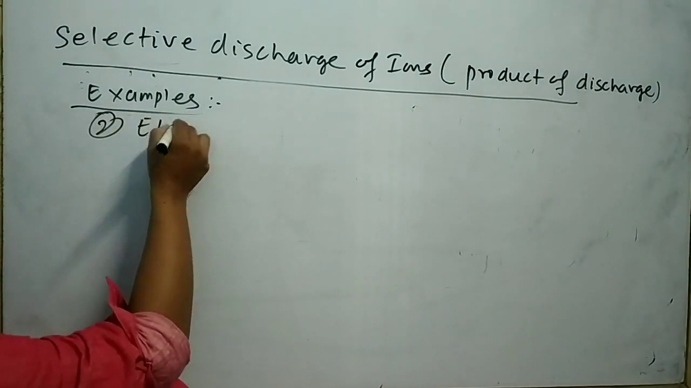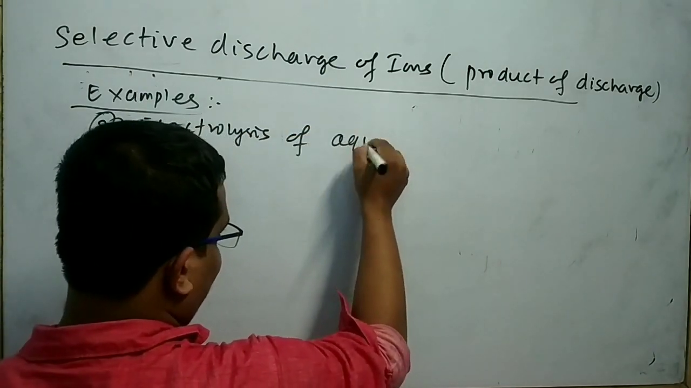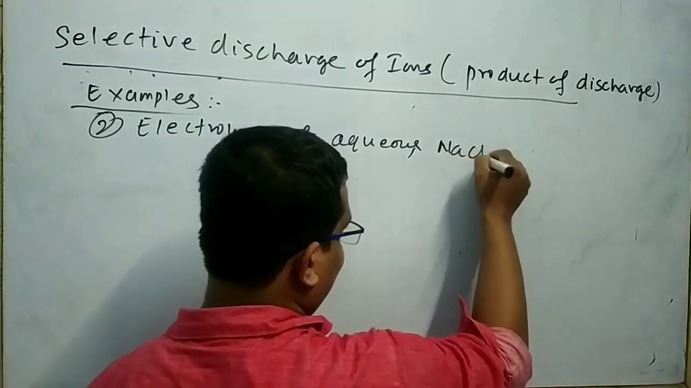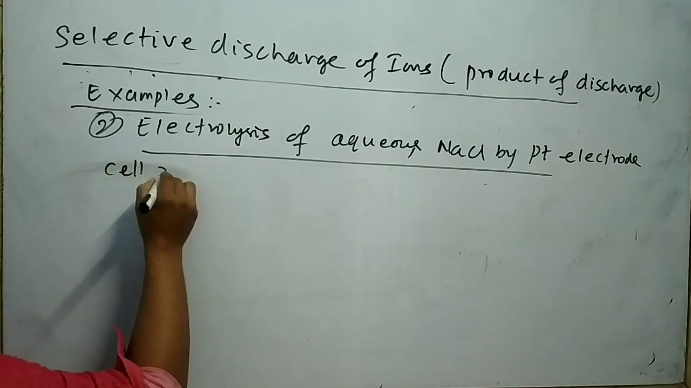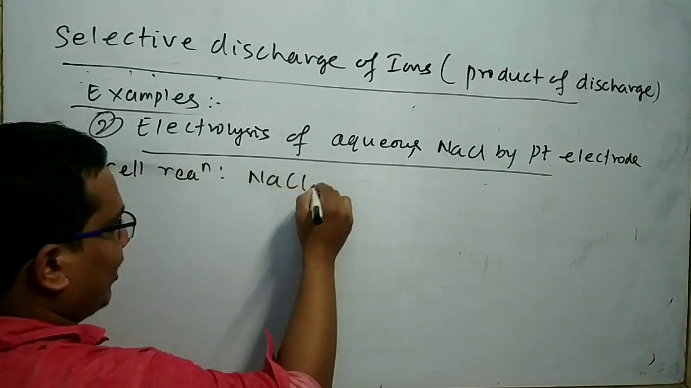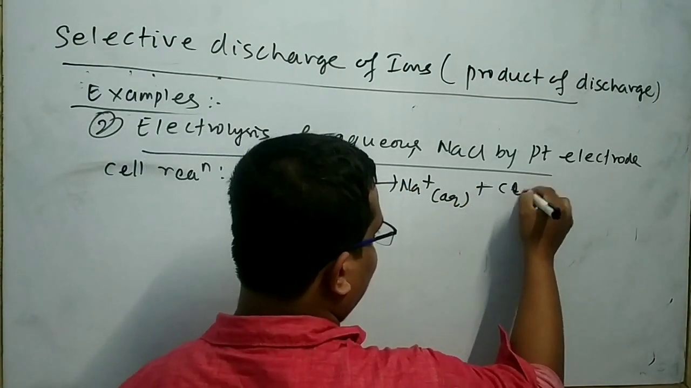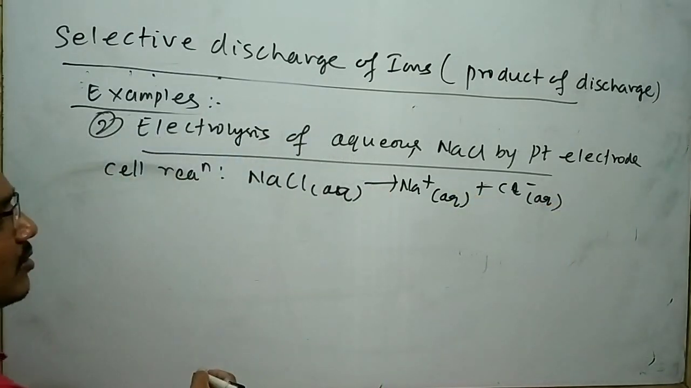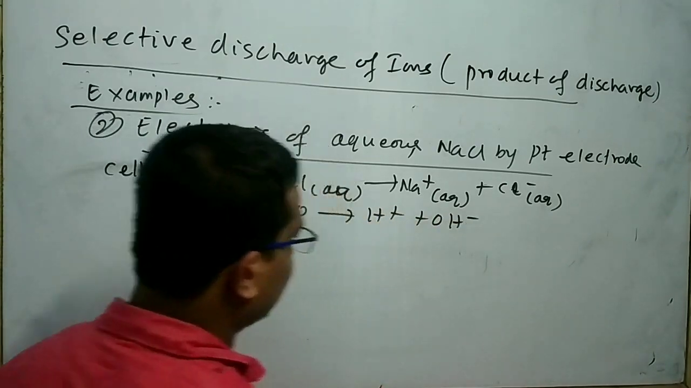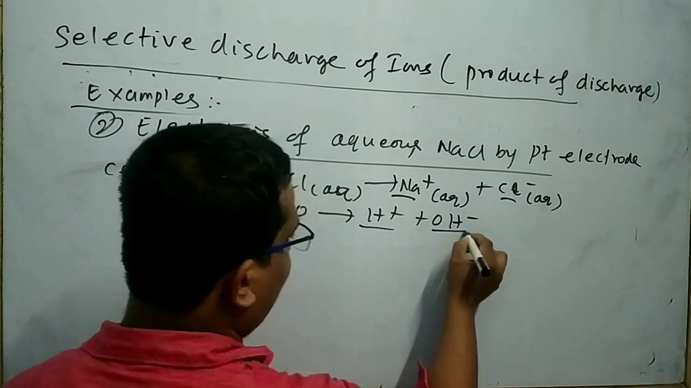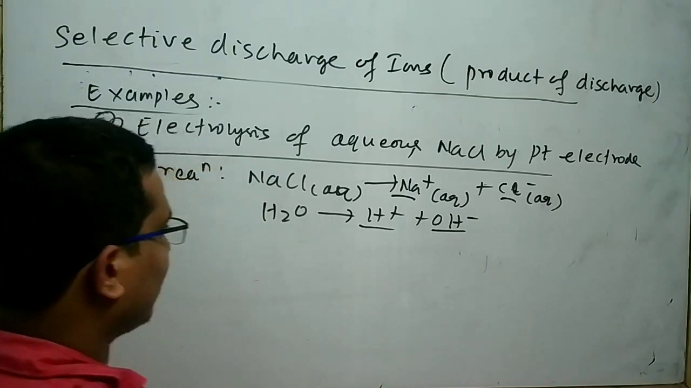The second example is the electrolysis of aqueous NaCl by platinum electrode. The cell reaction is NaCl(aq) gives Na⁺(aq) plus Cl⁻(aq). Another reaction is also possible: H2O gives H⁺ plus OH⁻. Here two cations and two anions are present, so it is highly necessary to select ions for discharge.